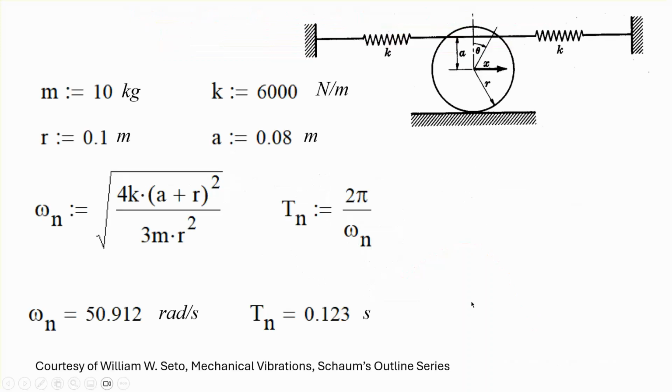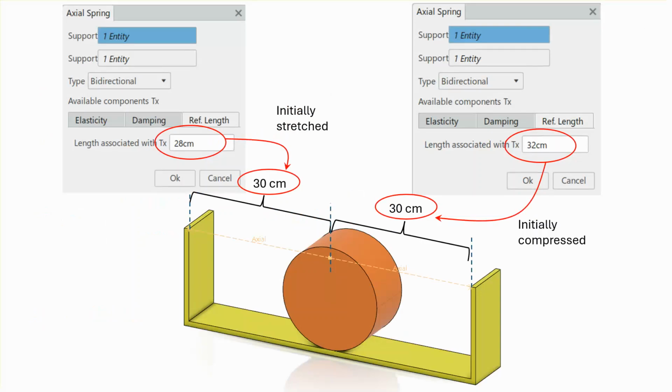Now, the problem can be solved analytically, and you can find it in most vibrations textbooks. And the natural frequency is given by what you see there, and the period, of course, is related through that formula. So I modeled this problem, and the way I did it, I actually created this geometry.